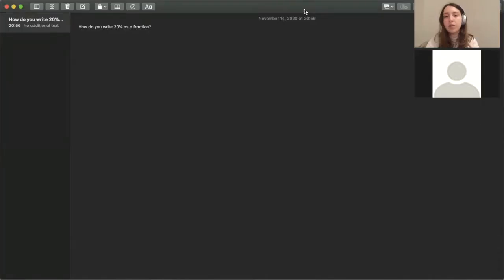Sort of start with this one. I'll do this one sort of as an example. But to turn a percent into a fraction, it's easiest to turn this into a decimal, since decimals relate to percents. So say you have 20%.